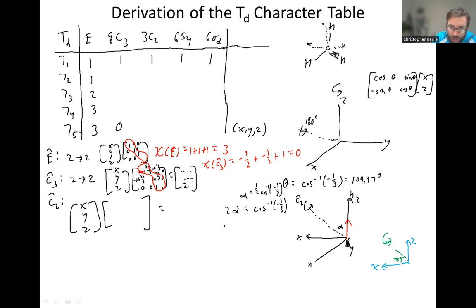So what we're going to have, our on-diagonal component is cosine of cosine inverse negative 1/3, which is equal to negative 1/3, because these cosine inverse of themselves cancel, right? So this on-diagonal component is negative 1/3. I don't even have to worry about the off-diagonal components. All right, so that is part of it.